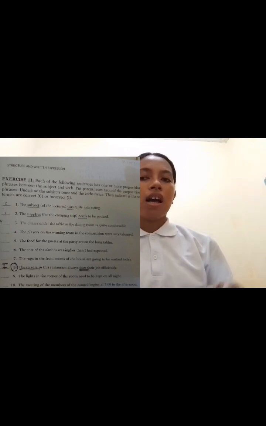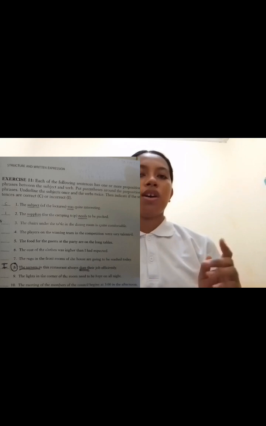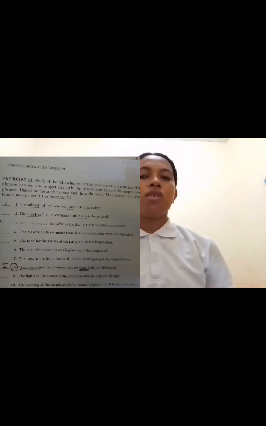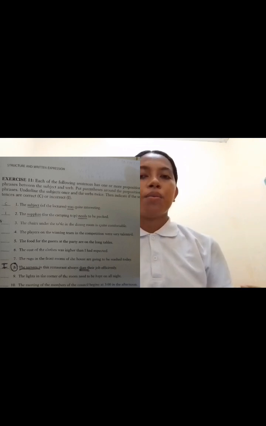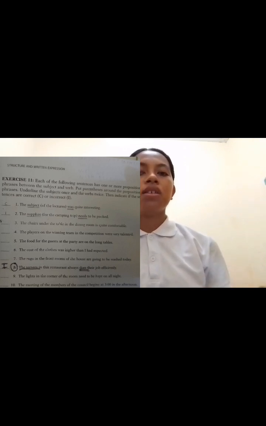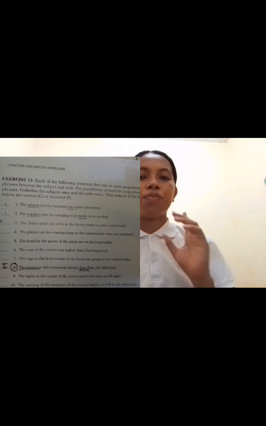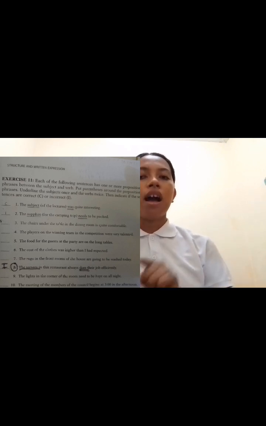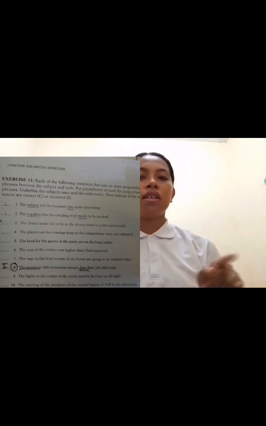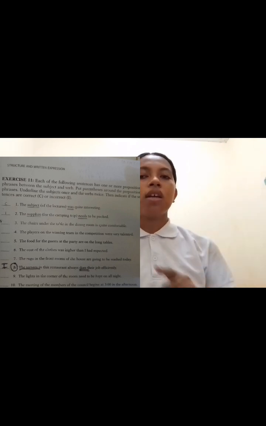Exercise 11. Each of the following sentences has one or more prepositional phrases between the subject and verb. Put parentheses around the prepositional phrases, underline the subject once and the verb twice to indicate if the sentences are correct, C, or incorrect, E.